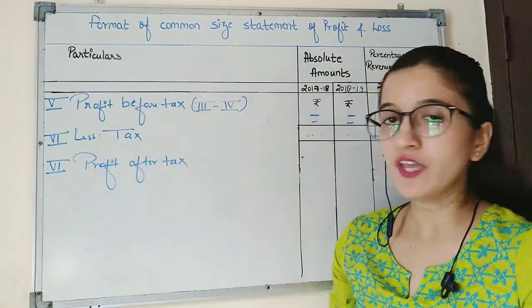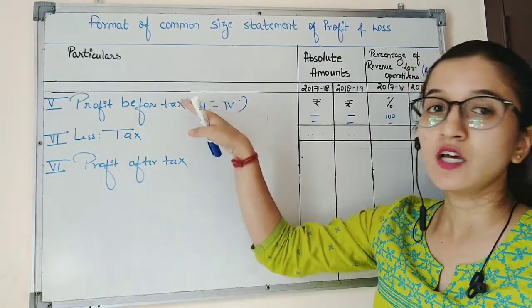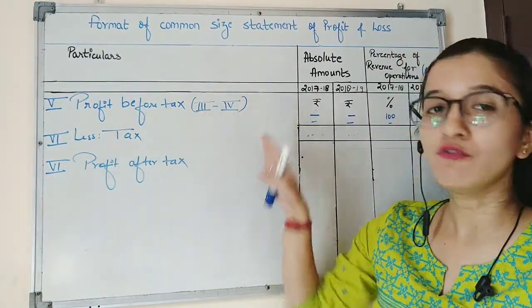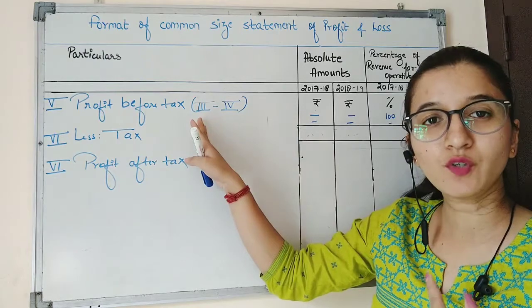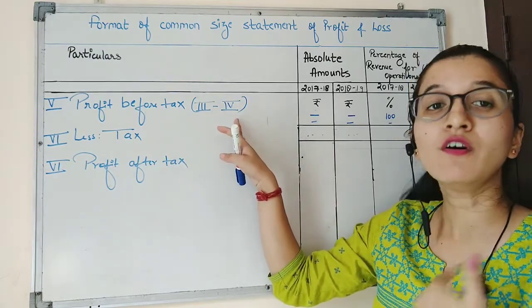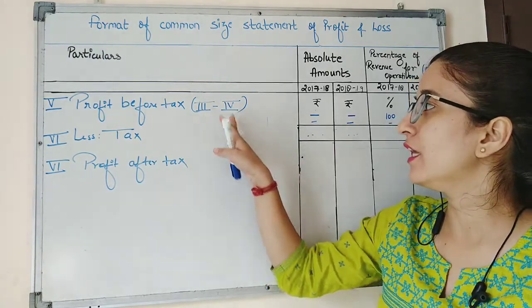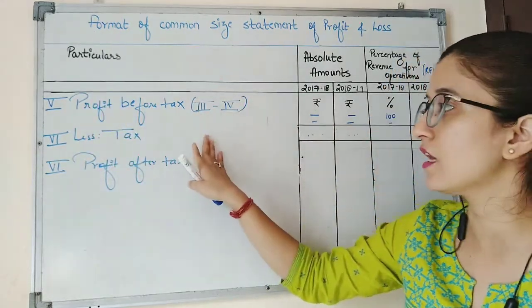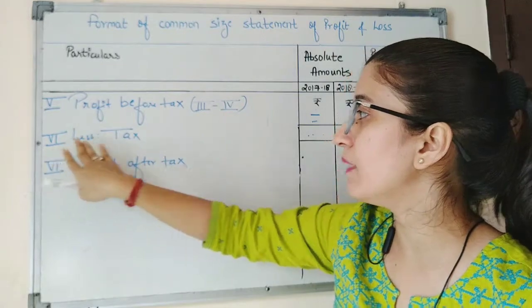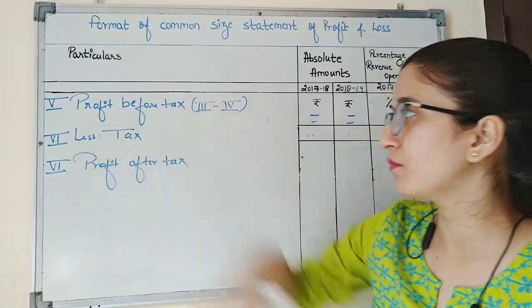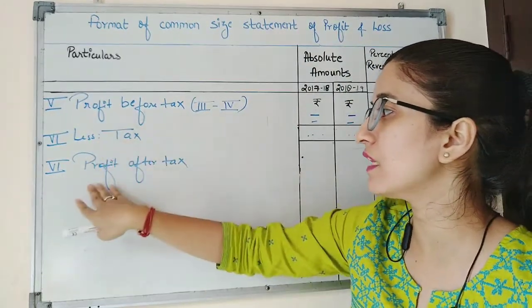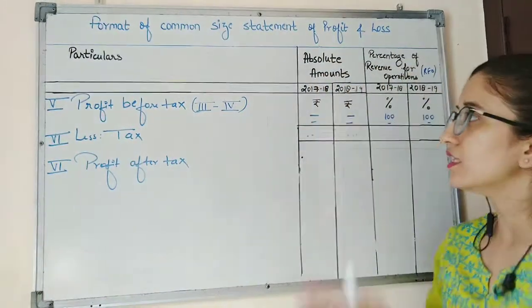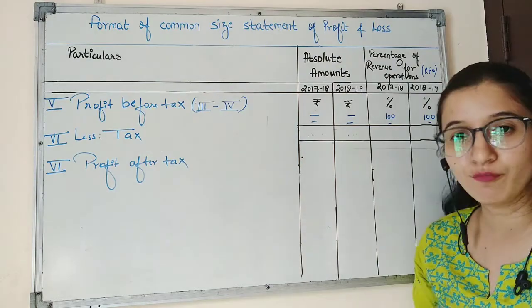Now, the fifth heading is profit before tax. To calculate profit before tax, we will deduct the fourth column from the third column. The third column was total revenue and the fourth column was total expenses. So, deducting total expenses from total revenue, we will get profit before tax. The sixth heading: we will deduct tax from profit before tax, and by deducting tax, we will get profit after tax. So, this is the format of the common size statement of P&L account.